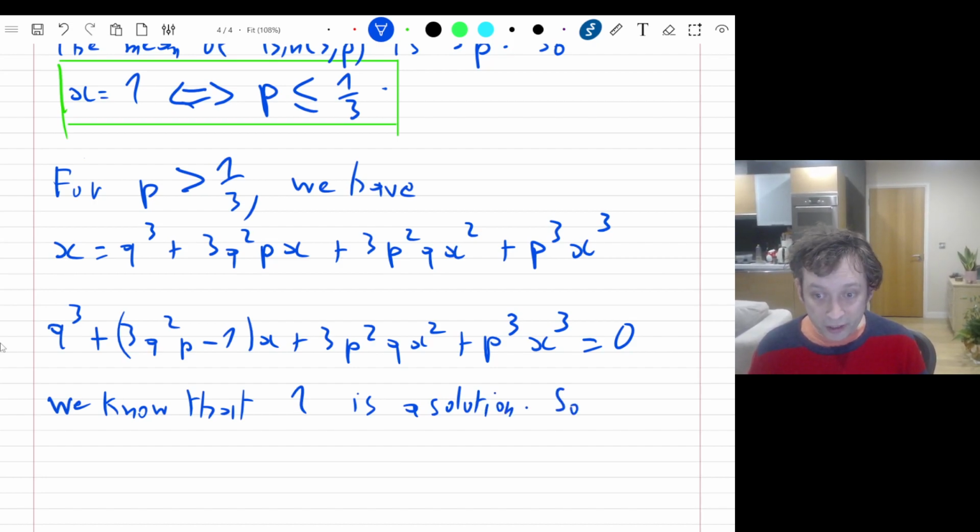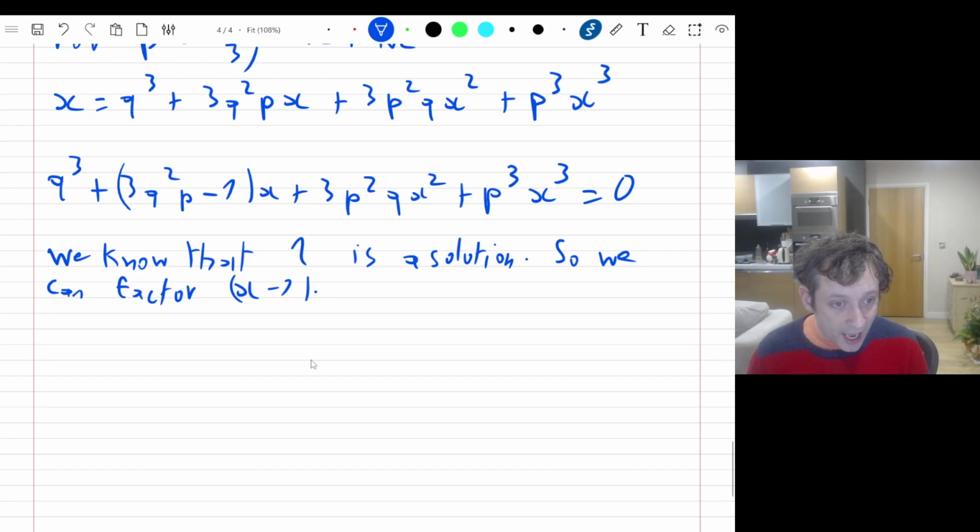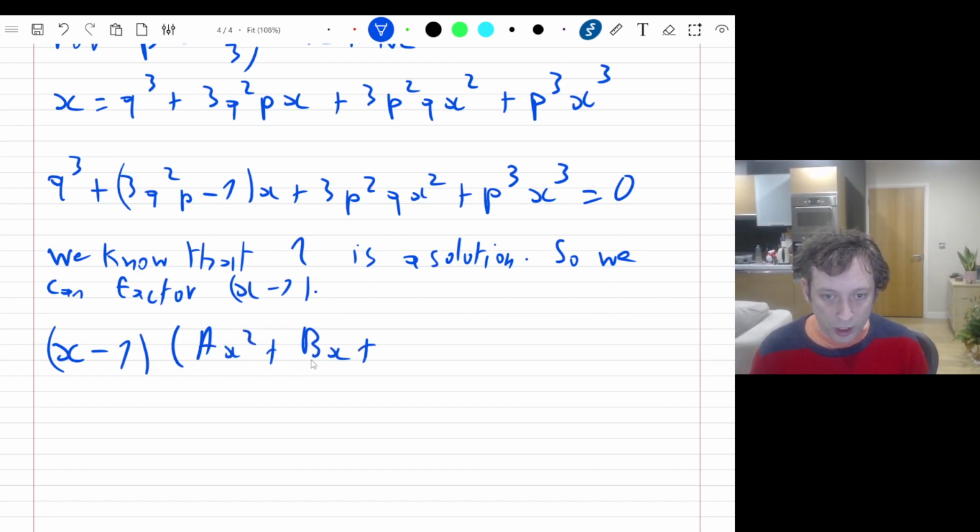So we can factor, magic of polynomials, we can factor in x minus 1, which means we're going to get, we don't know quite yet how it looks, but I can write it something like x minus 1 times Ax squared plus Bx plus C equals 0. And I need to find my capital A, capital B, capital C. And I can do that. It's not too bad. So how do I do it?